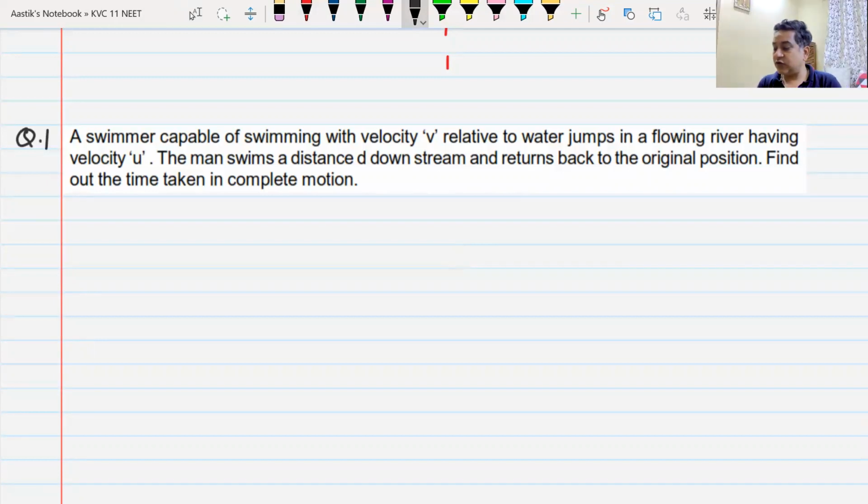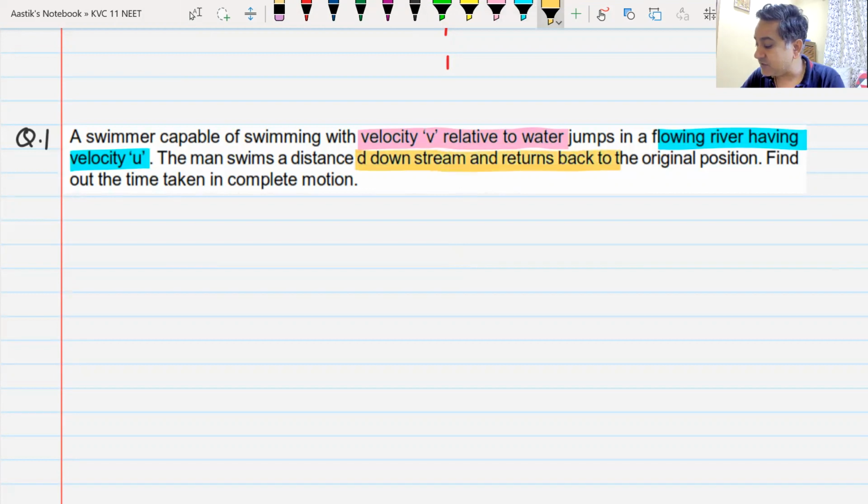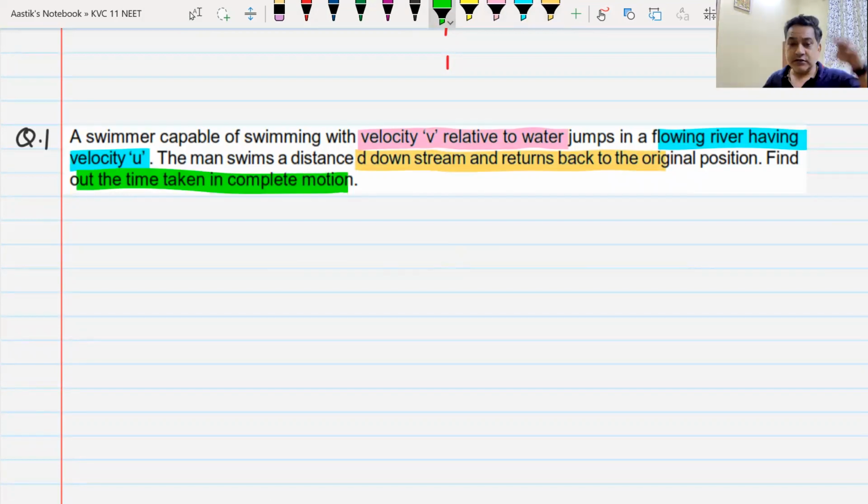A swimmer capable of swimming with velocity v relative to river jumps in a river flowing with a velocity u. He swims a distance d downstream and returns back. Find out the total time taken. So he jumps, he moves a distance d, and then comes back to his original position. How much time does it take? You have 2 minutes to solve and give me the answer.